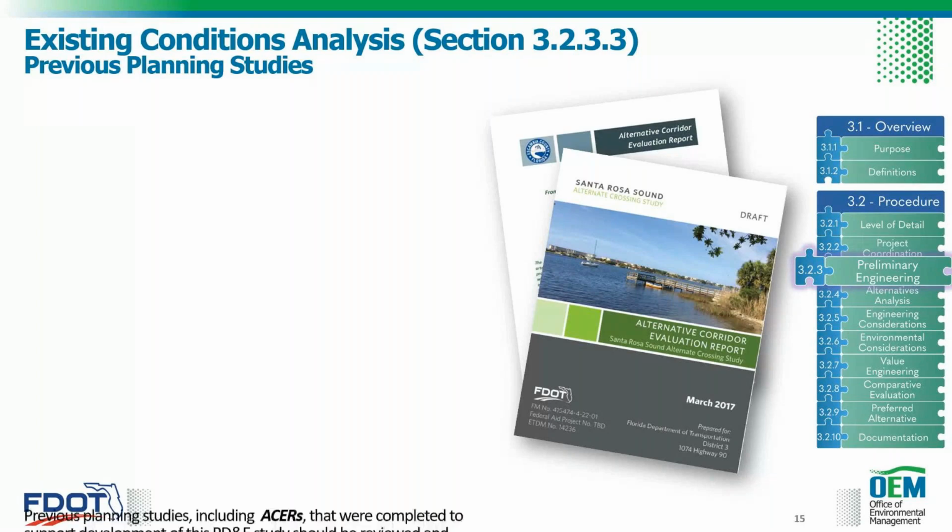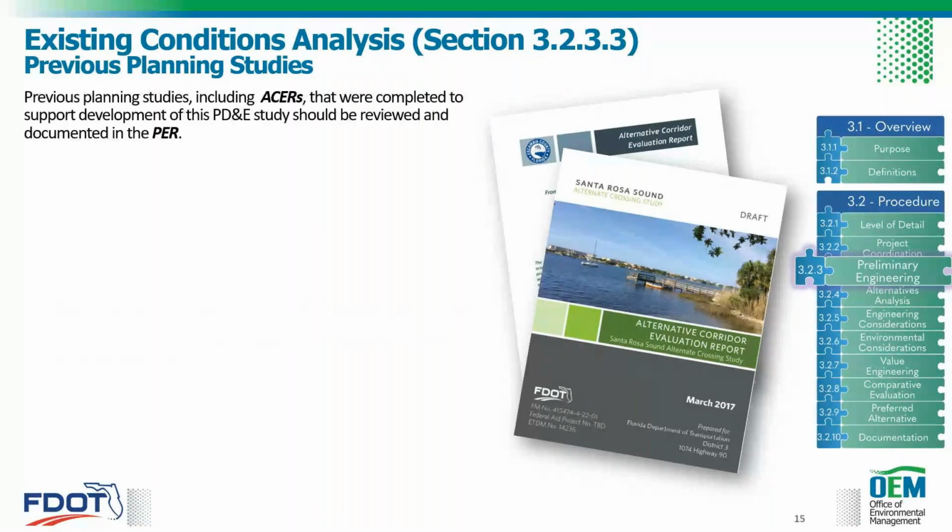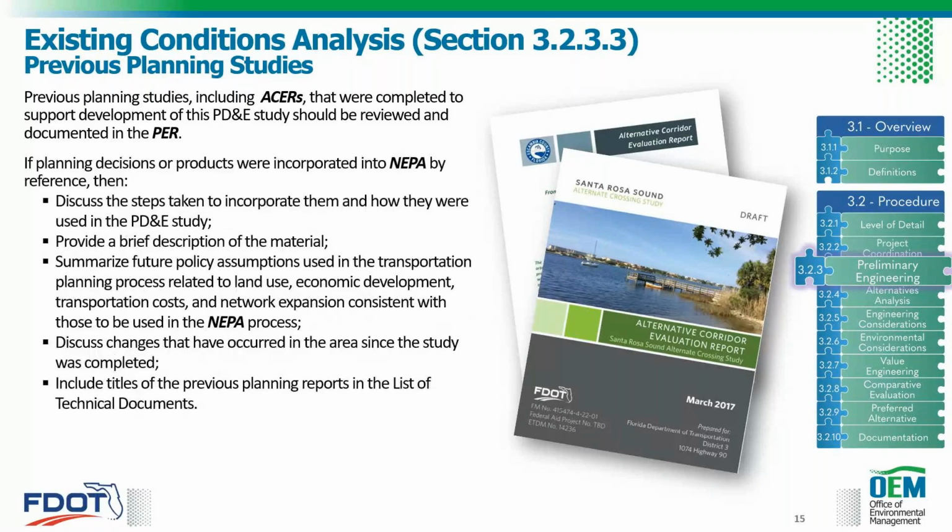So previous planning studies, including alternative corridor evaluation reports or ACERs, master plans, etc., that were completed to support the development of the study should be reviewed and documented in your PER. If planning decisions or products were incorporated into NEPA, or National Environmental Policy Act, by reference, then these five bullets should be discussed as well in your PER. And if there were no previous planning studies for your project, just include a statement to that fact in the PER under this subsection.